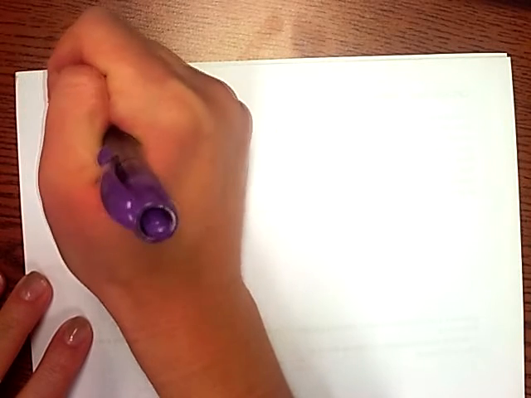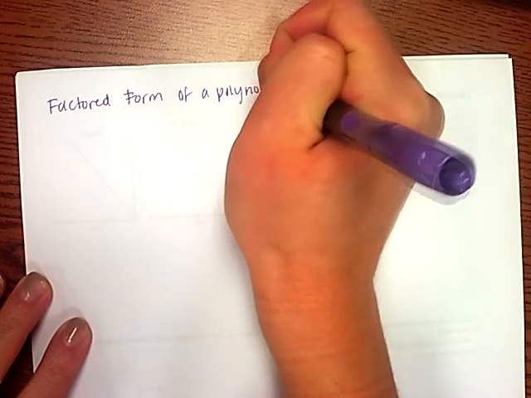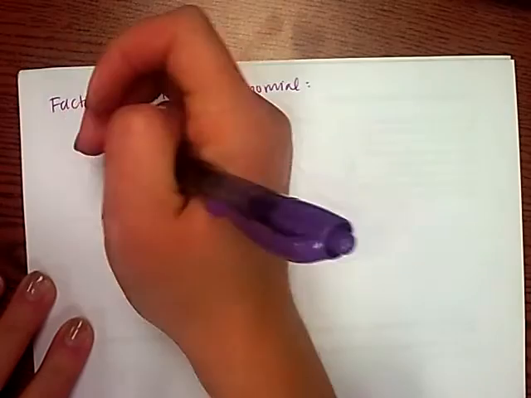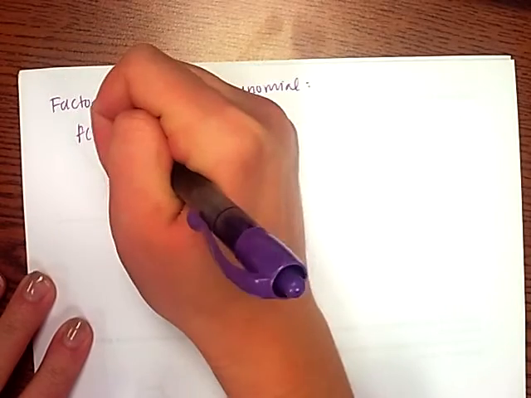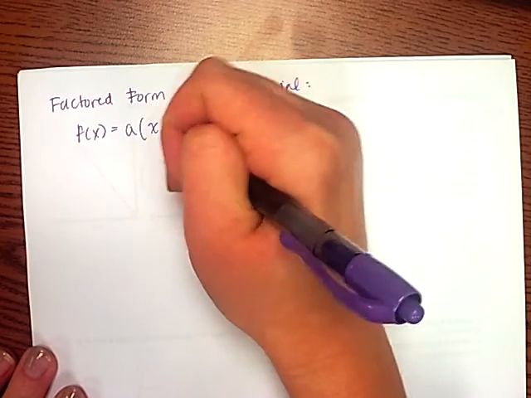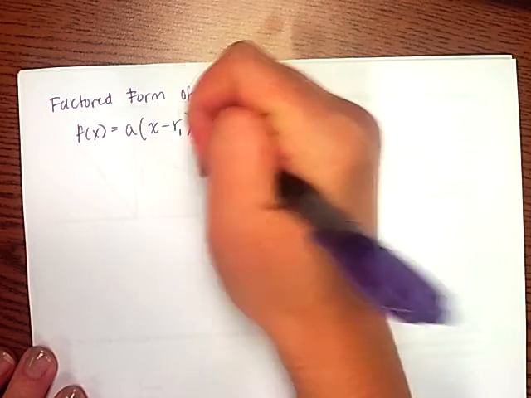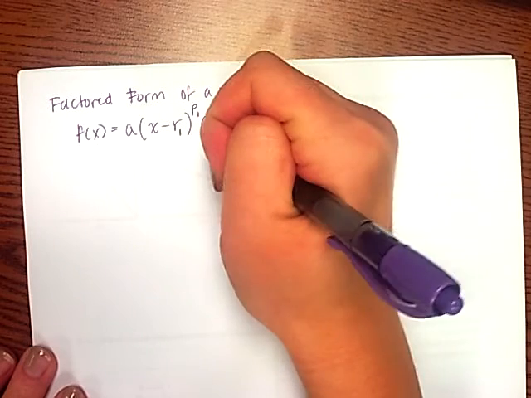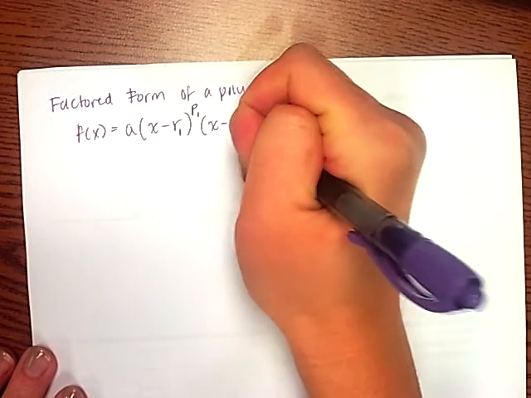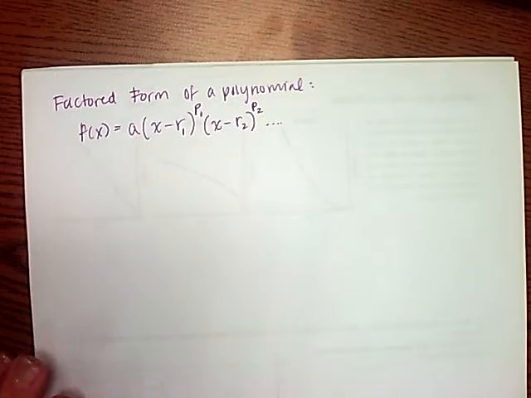Okay, so I now want to get into a little bit more about the factored form of a polynomial. It looks something like f of x equals a times x minus r1, to the p1, where p is some exponent. And then we could have x minus r2 to some other exponent, and we have as many factors as there are in this function.